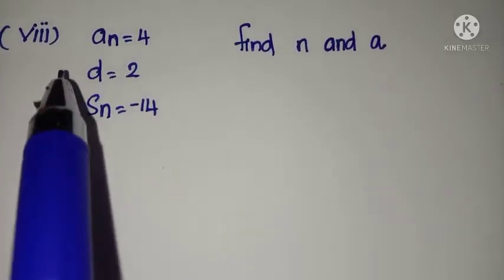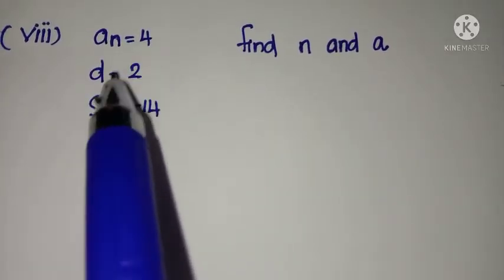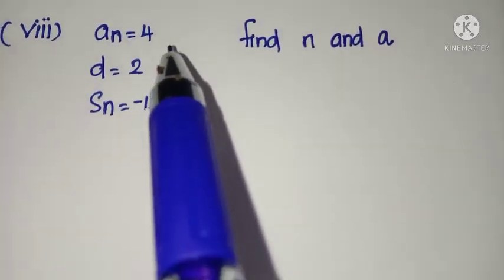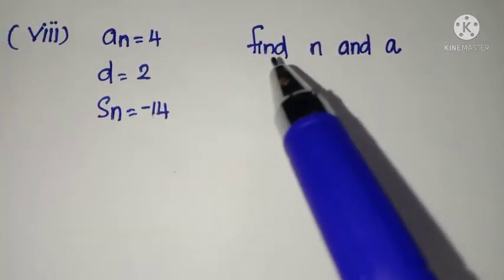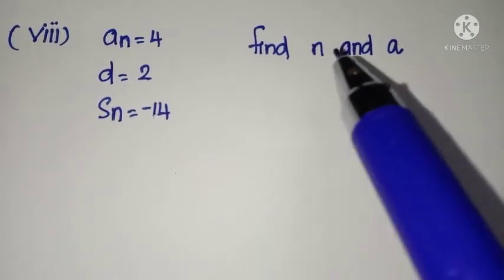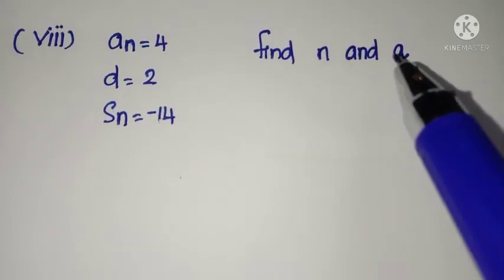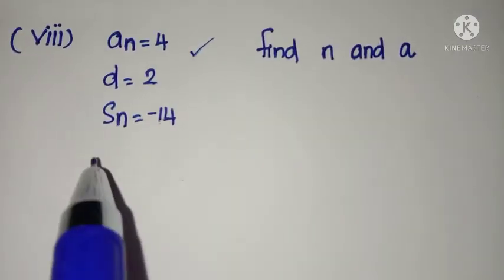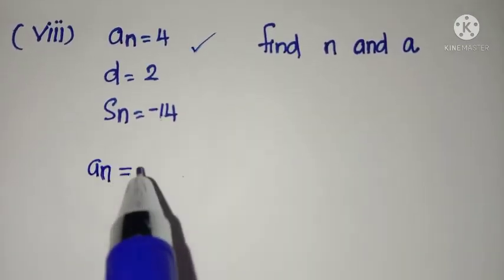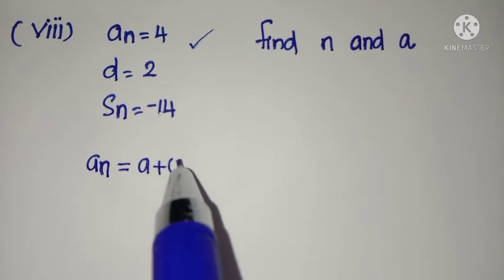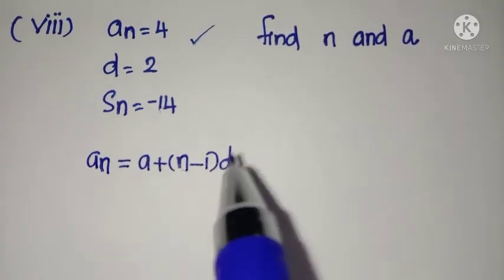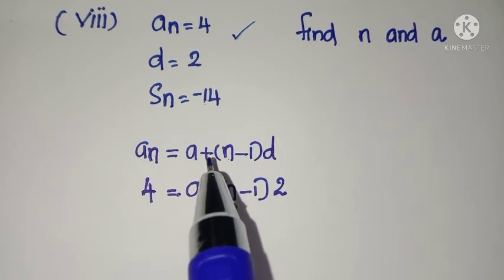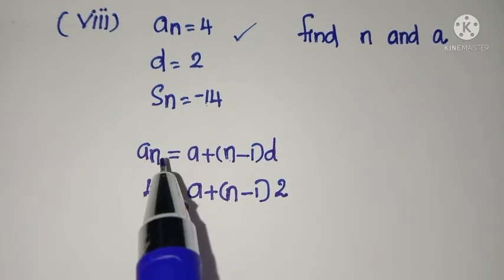Question number 8. an equal to 4, d is equal to 2, Sn equal to minus 14. These are given. We want to find n and a. n means the number of terms, a is the first term. So an is given. So what is the formula for an? an equal to a plus n minus 1 into d. Listen, here the nth term is obtained by a plus n minus 1 into d.